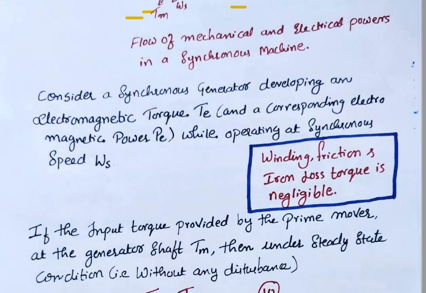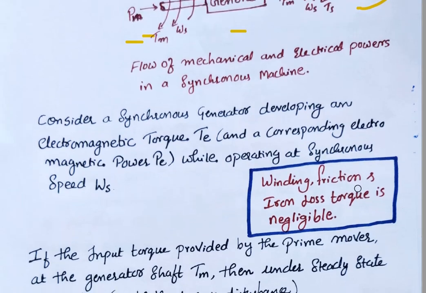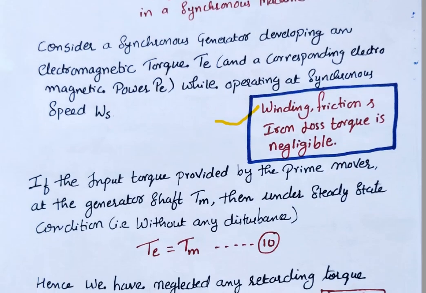Consider a synchronous generator developing an electromagnetic torque and corresponding electromagnetic power while operating at synchronous speed. We are considering here that the generator is rotating at synchronous speed, assuming that all losses, winding, friction and iron loss torque, are negligible. So all the losses we have considered are negligible. Now if the input torque is provided by the prime mover at the generator shaft, then under steady state condition without any disturbance, Te equals Tm.